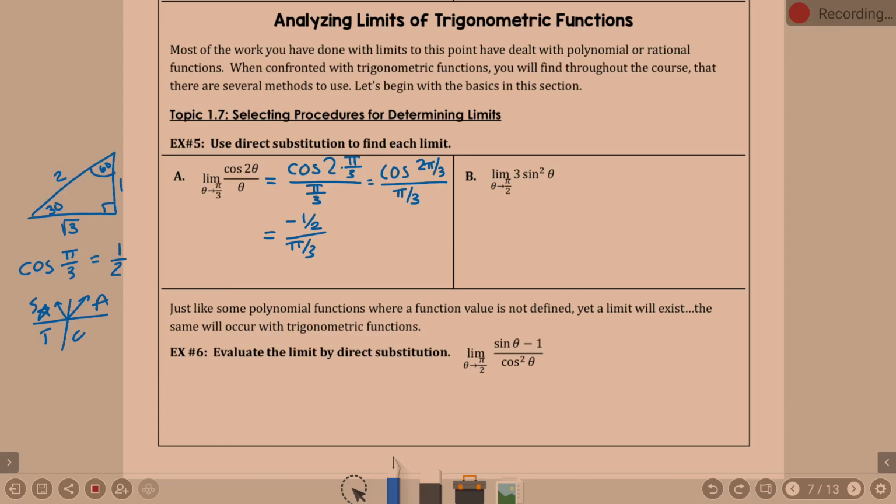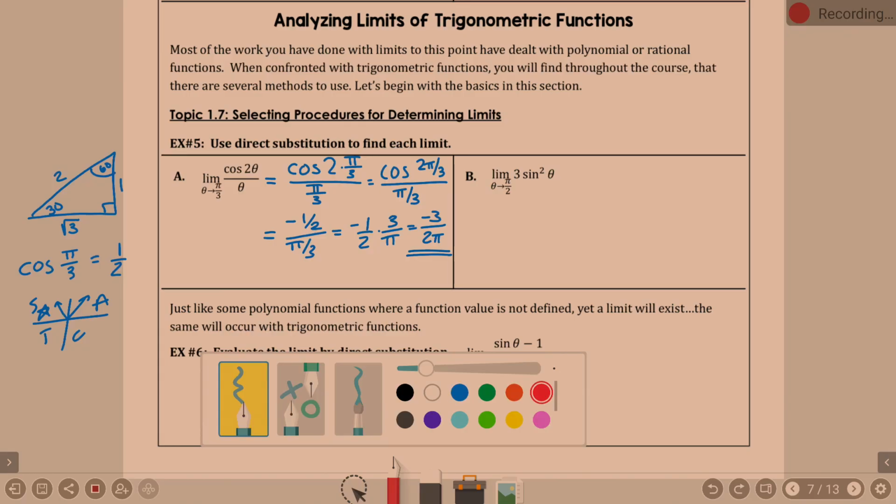How do we divide fractions? Keep change flip. So negative 1/2 times 3 over pi, which is negative 3 over 2 pi. I would just leave your answer like that. So direct substitution works there. And in all honesty, you have to go past the cosine of 2 pi over 3 part, but these other answers are equivalent as well, just not nice form.